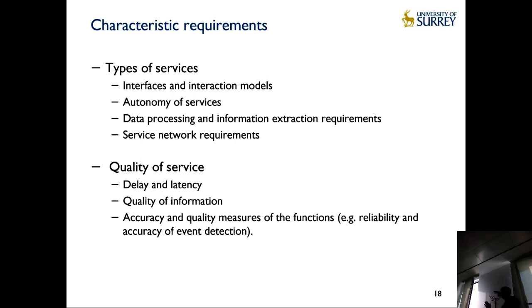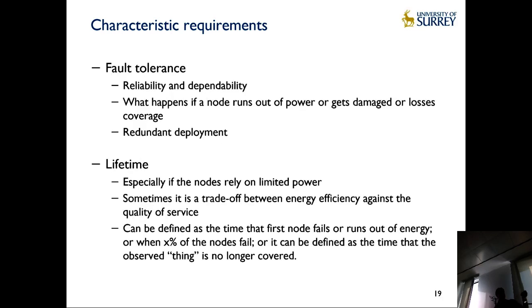Or in some cases, we might create interfaces for both. And obviously, for different applications, we need to think of what type of quality requirements we have in terms of the delay, in terms of the reliability of the service, in terms of the accuracy of the data or accuracy of the information we are providing. When we design, also we need to think of fault tolerance.